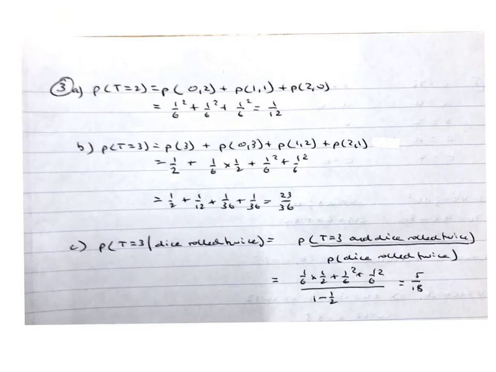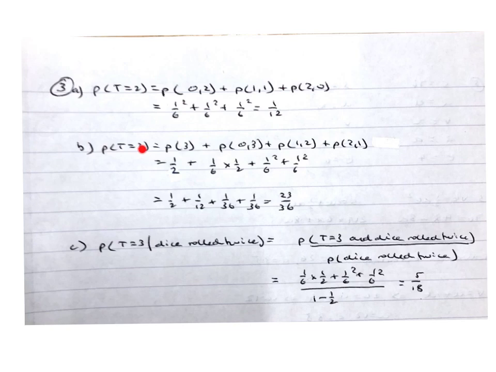So in question 3, we want the probability that t equals 2. How do you get a 2? It's 0 followed by 2, or it's 1 followed by 1, or it's 2 followed by 0. Each of these has probability 1/6 squared. 0 is 1/6, 2 is 1/6, and so on. So work that out, it's 1/12.